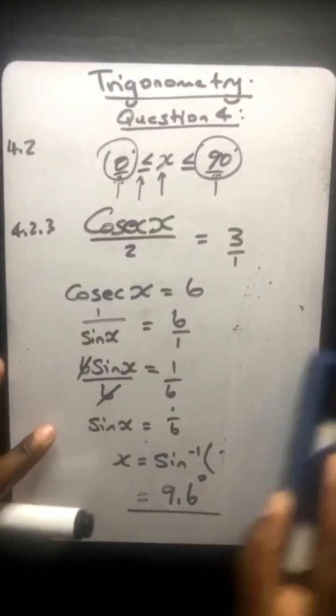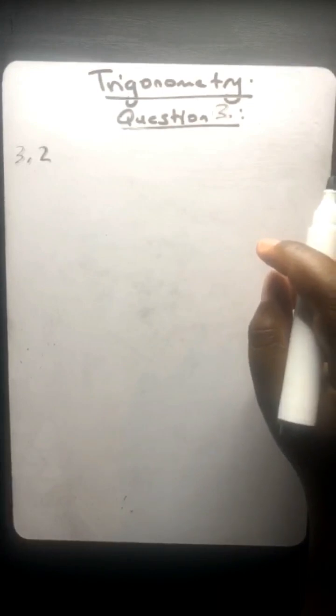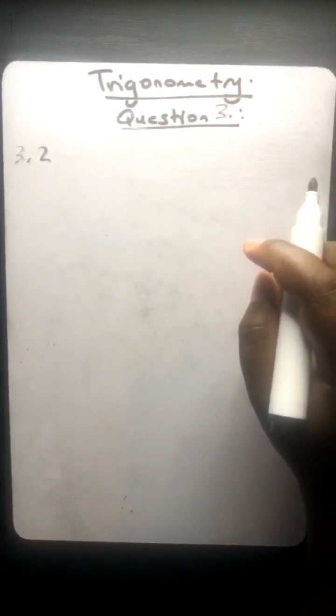I think it was a straightforward question. So very quickly, we will therefore move on to question number 3. But most importantly, let's start at 3.2. The reason is that I noticed 3.1 has very few marks. So let's start with 3.2. As soon as we are done with that one, we'll visit 3.1.